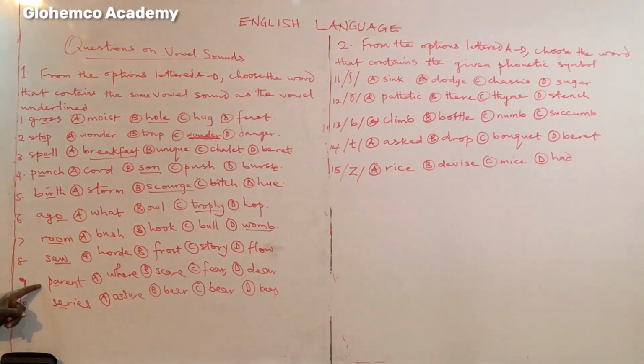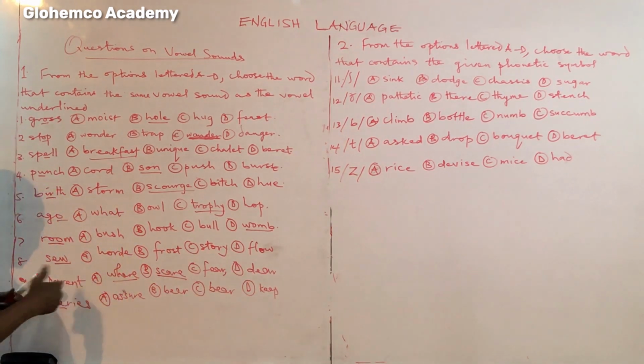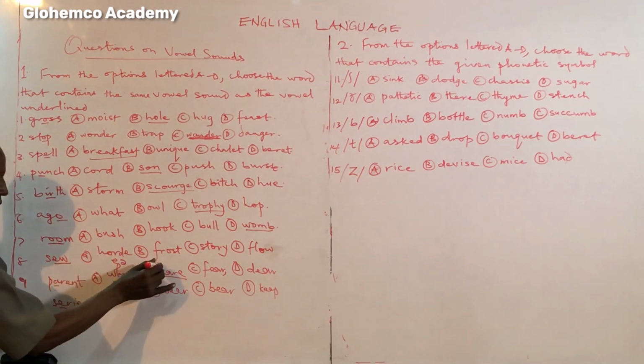Then we have, look at this word. We have parent, not parent. Parent. Please take note. And which one has air there? It is this one. Where? This one is where, this one is care. So, this one is fear, this one is there. This one has it. It has the sound air. This also has the sound.